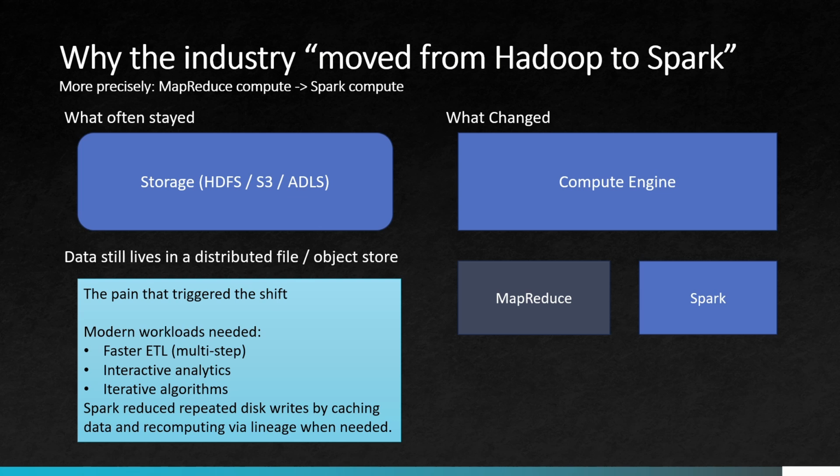And not just that, modern workloads needed things MapReduce wasn't built for: interactive analytics, iterative algorithms, faster ETL without constantly dumping to disk. So teams started asking, is there a faster engine that can keep data in memory and still scale? And that's where Spark enters like a superhero.